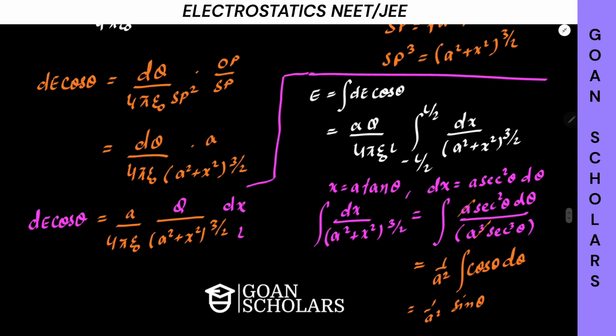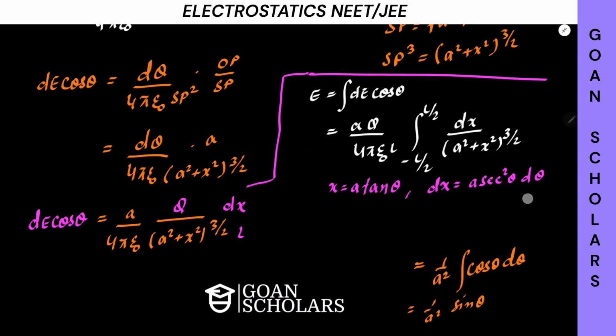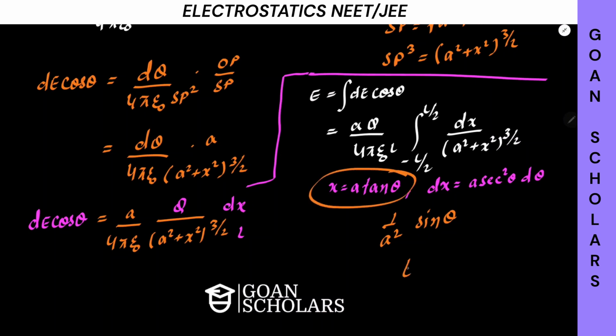But we don't know what sin theta is. So first we will find sin theta. How do you find sin theta? Let me remove this whole thing. We have already found our integral. So this integral is giving us 1 by a square sin theta. Sir, how do you convert this sin theta into the given known values? So see here, from this part, tan theta is nothing but x by a, correct?